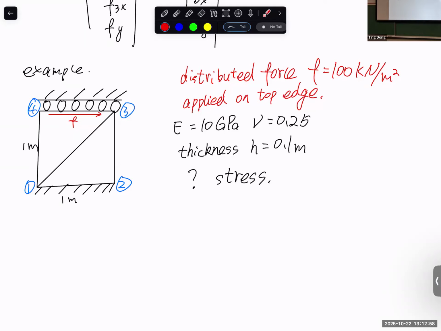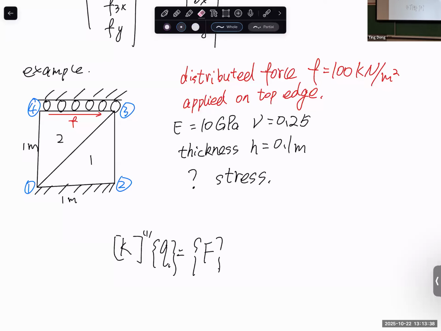Stiffness matrix for which one? Stiffness matrix for this element, for this element, for what? 1, 3, 4. So let's put this one as element 1, this as element 2. So K equals... Is this what you mean? Set the K for the second element times Q equal to F, and we solve for U3, U4. Is this correct or not?